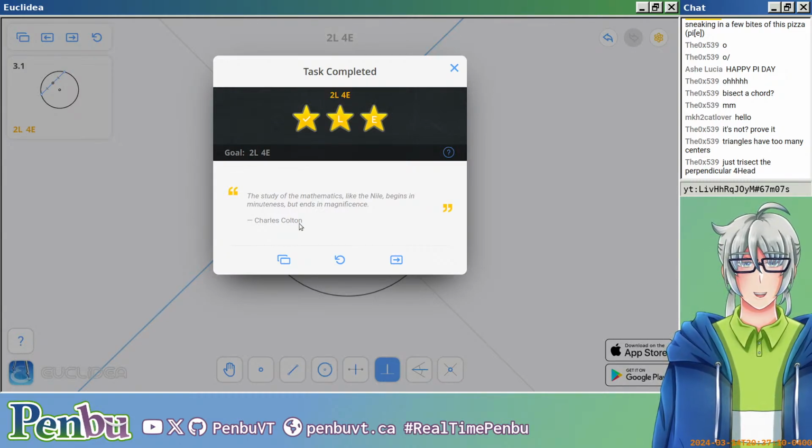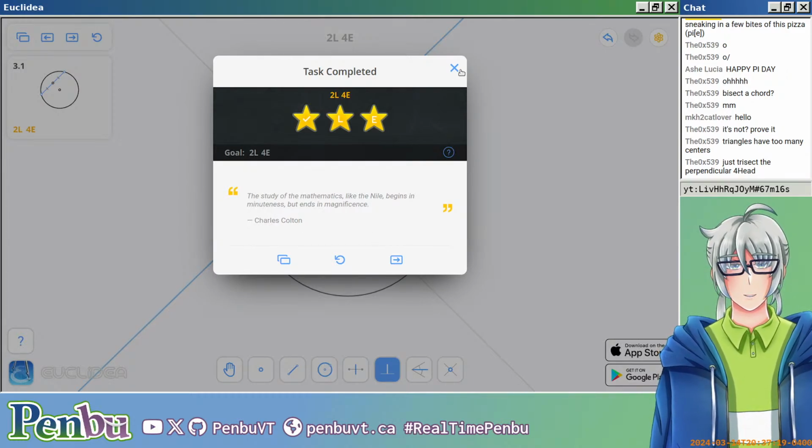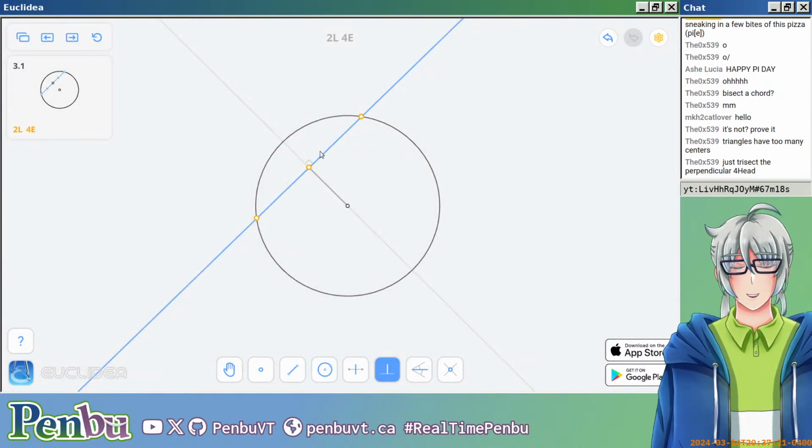Study mathematics like the Nile begins in minuteness, but ends in magnificence. Charles Colton.